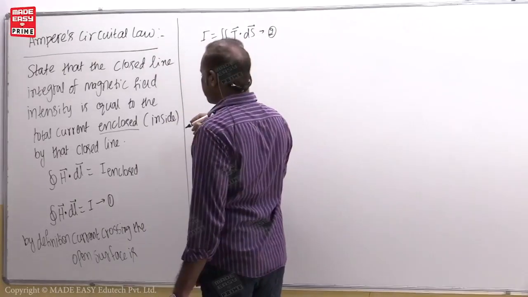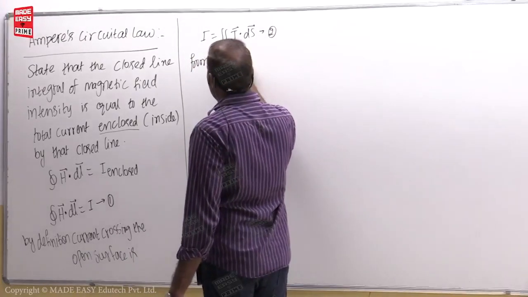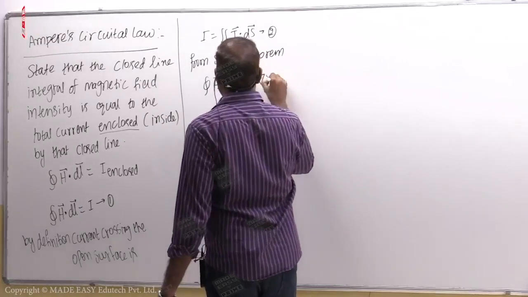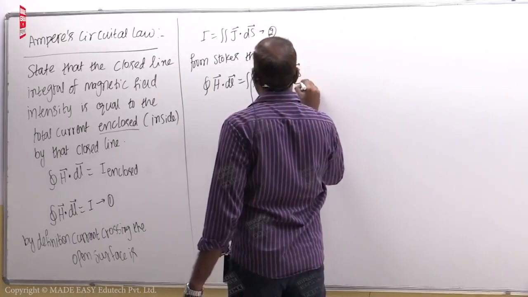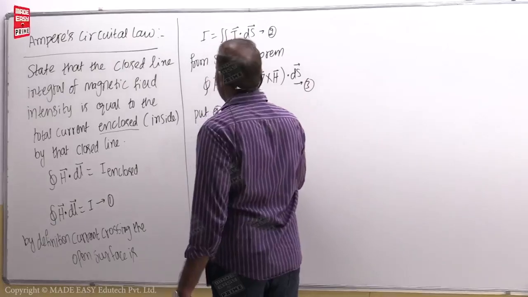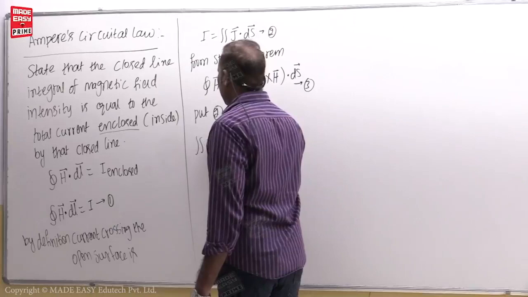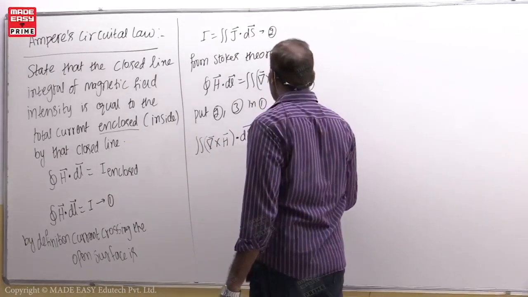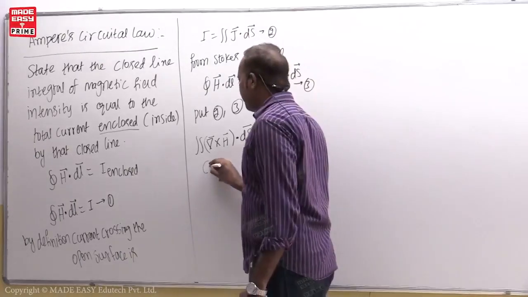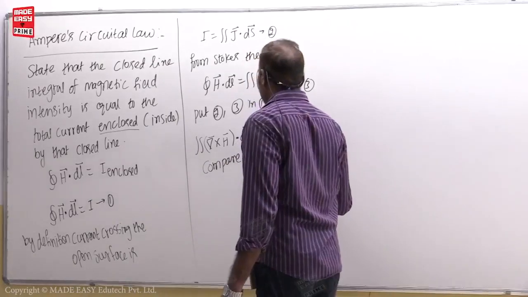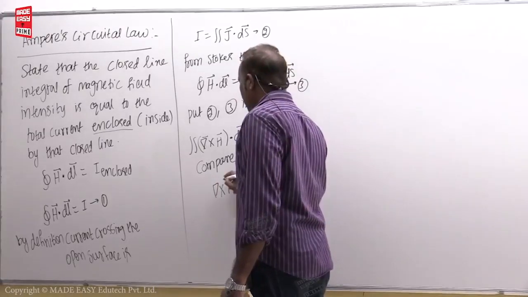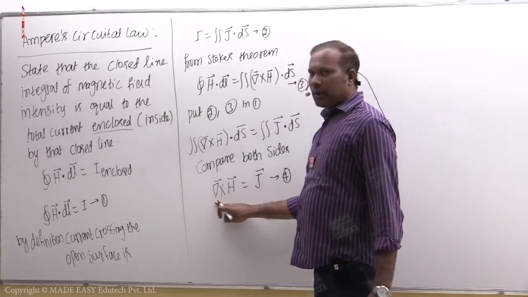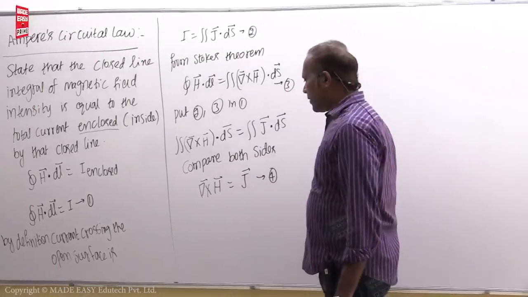Now, from Stokes theorem, closed H bar dot dl bar is equal to double integral del cross H dot ds bar, equation number 3. So, put equation 2, equation 3 in 1. Then we get double integral del cross H bar dot ds bar is equal to double integral j bar dot ds bar. Now, compare both sides. Then we get del cross H is equal to j bar. This is equation number 4. This is called Maxwell equation. Del means dou by dou x, dou by dou y, dou by dou z. That means differentiation. This is called differential form of the Maxwell equation.